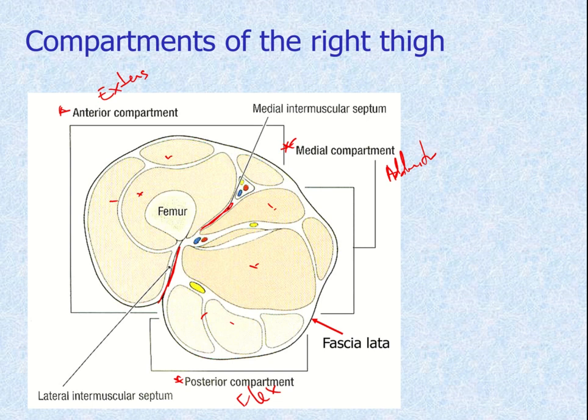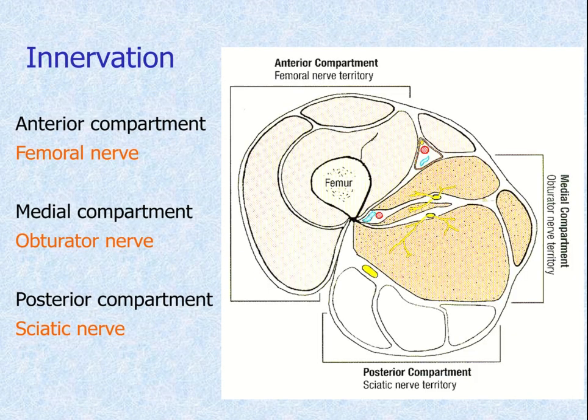One important point, I don't know whether it's shown here, yes. Innervation means nerve supply. Anterior compartment is supplied by the femoral nerve, as I said before, which is coming from the lumbar plexus. Then the adductor compartment is supplied by the obturator nerve, which is also coming from the lumbar plexus. Then the posterior compartment is supplied by the large sciatic nerve, which is coming from the sacral plexus. So this is the nerve supply of the compartments of the thigh.